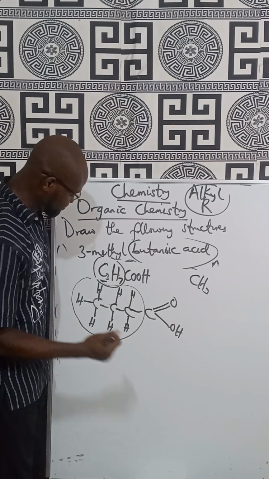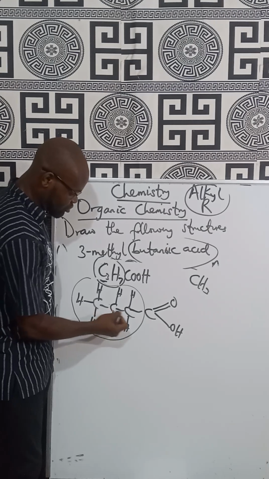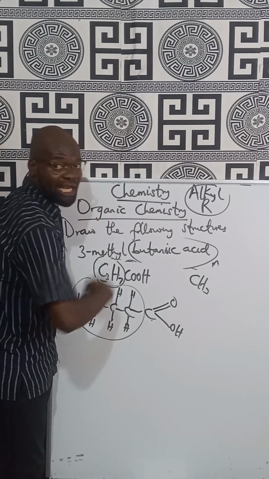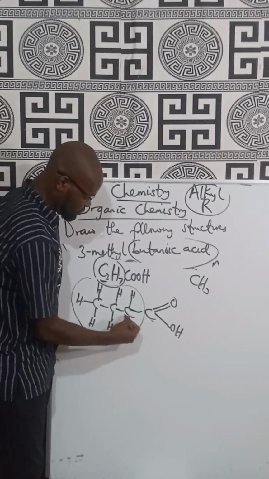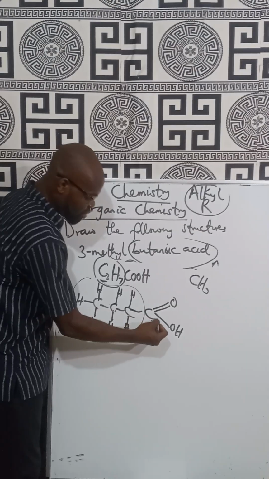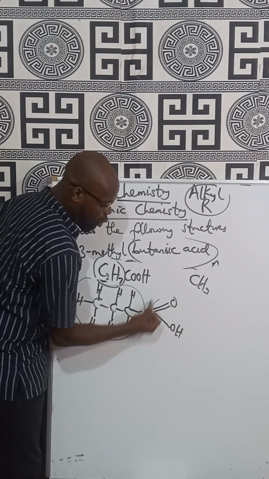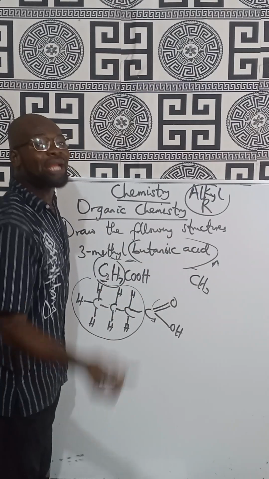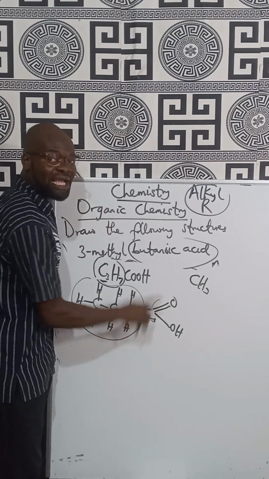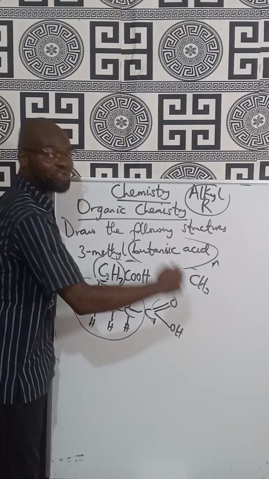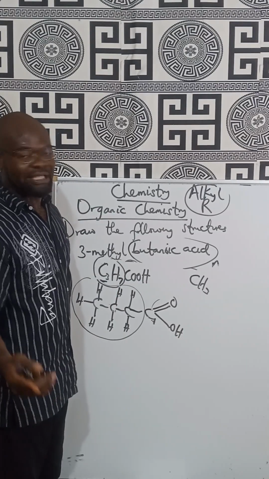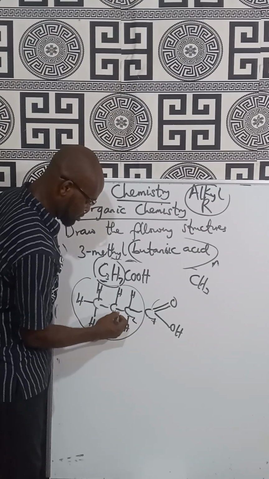If I name from the front, this is C1, C2, C3, C4. If I name from the back, C1, C2, C3, C4. This is where you start from 1, because this is the carbon atom that has the COOH functional group. So the carbon atom having the functional group is seen as 1. So we now count to the back. Hope you understand. So we have 1, 2, 3, 4.